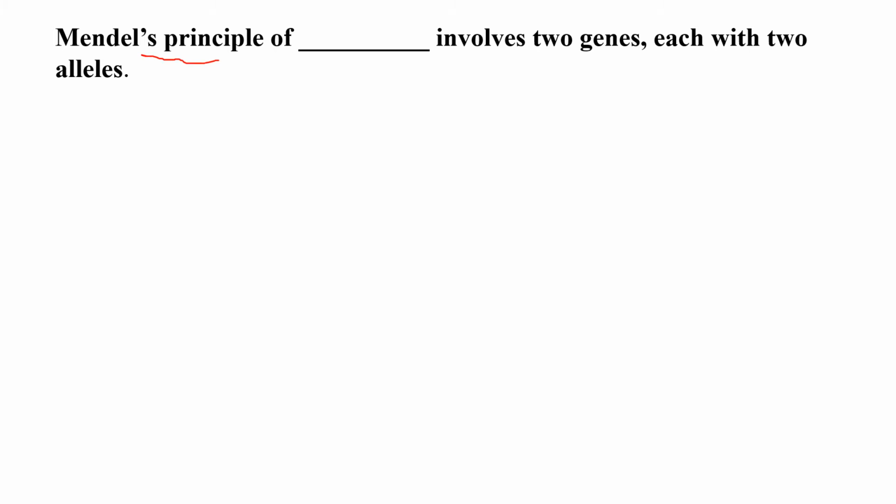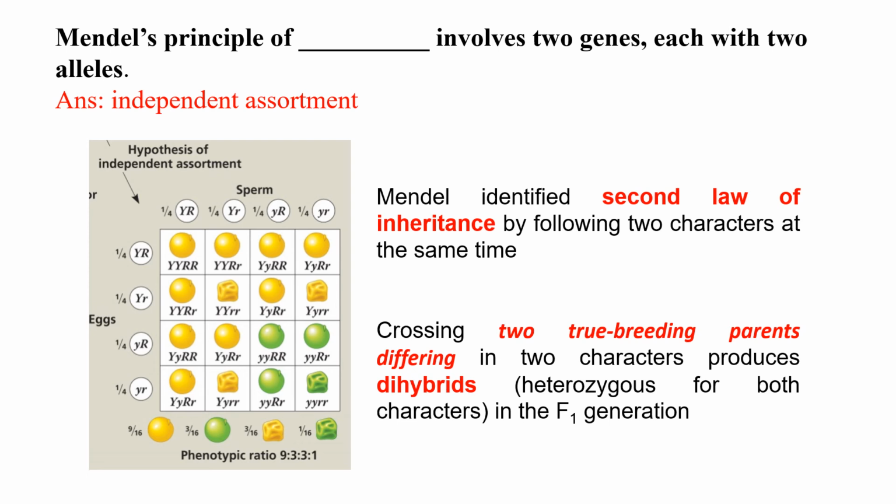Now we're going to move to another Mendel principle. In this case, this Mendel principle involves 2 genes, each one with 2 alleles. So the answer will be independent assortment. And if you see this diagram, which I took from the Campbell Biology, which again I highly recommend you read, here, instead of having 4 options, he has 16 options.